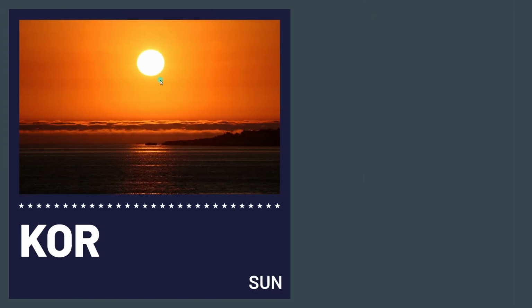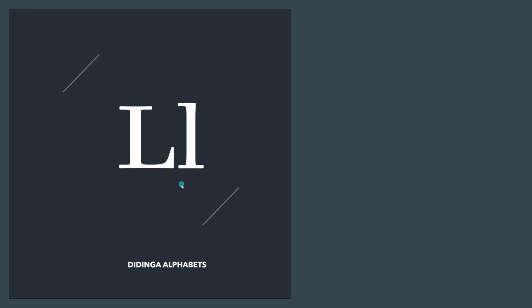Next is abacha ka. Alphabet ka. Word example is kor, for sun. In the Didinga language it is called kor. Pronunciation is the same thing, no change. Kor.